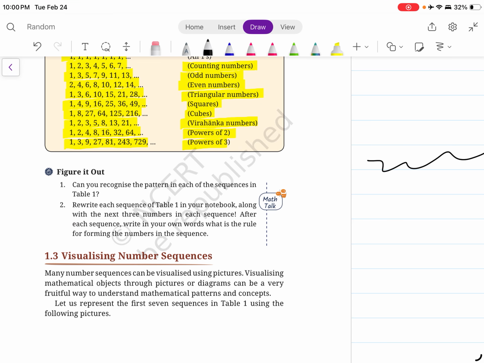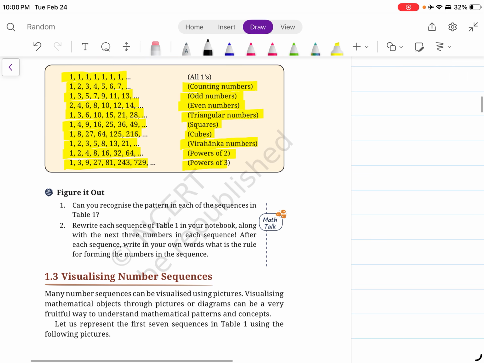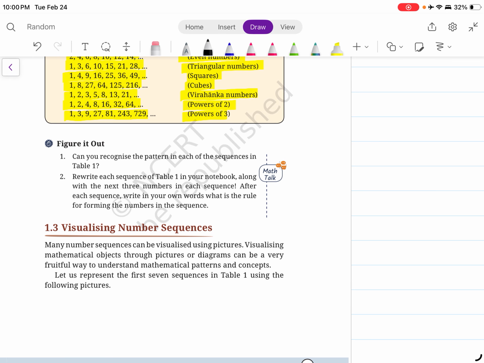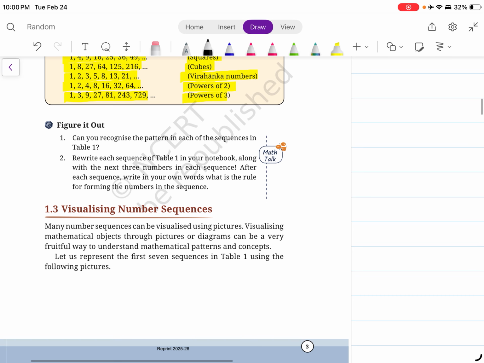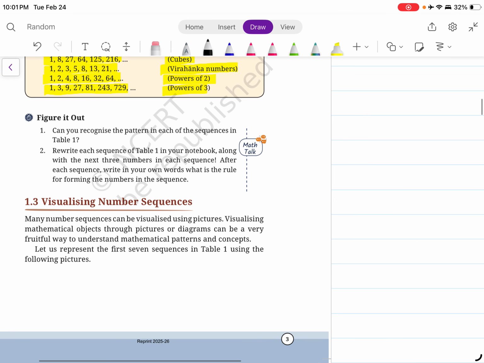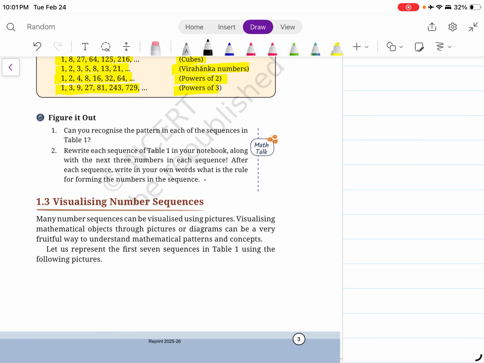Okay, can you recognize the pattern in each sequence in table 1? Rewrite the sequences of table 1 in your notebook along with the next 3 numbers. After each sequence, write the rule for forming the numbers in the sequence. Okay, ये actually homework है.